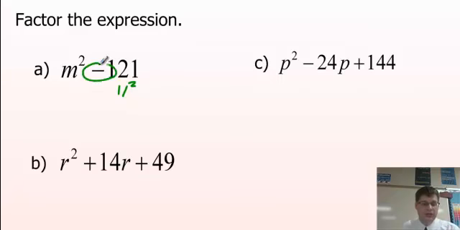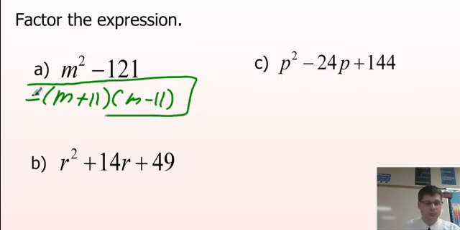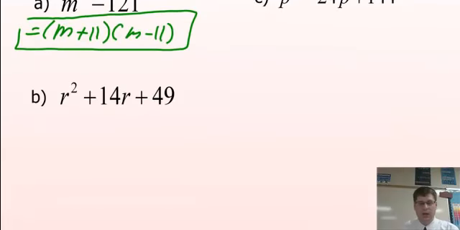Okay, so we check last. Well, is the middle term, is the sign a subtraction sign? And yes, it is. So this takes no work. Once we just go through that little checklist, we would just say, oh, well, then this is going to be M plus 11 times M minus 11. Okay, and we're done. Let's go down here. Let's take a look at this one.